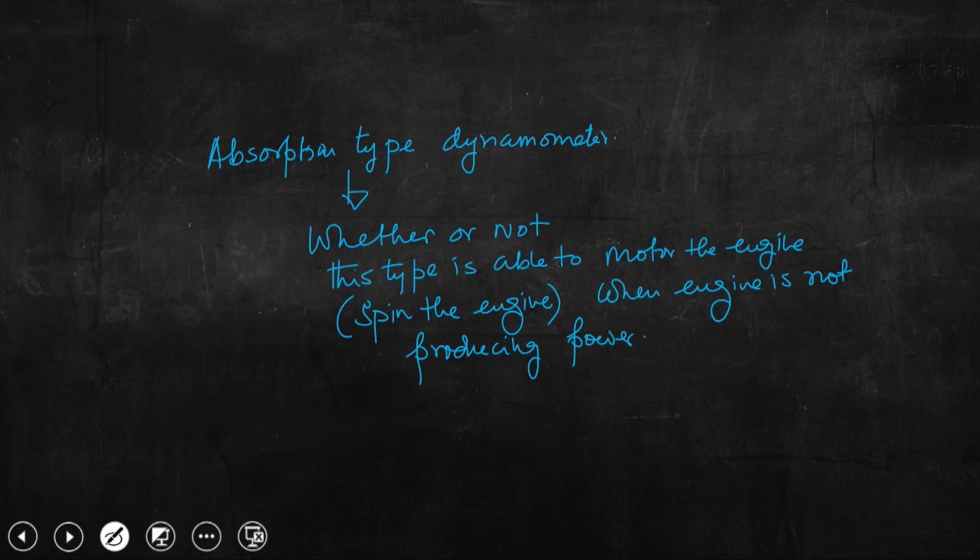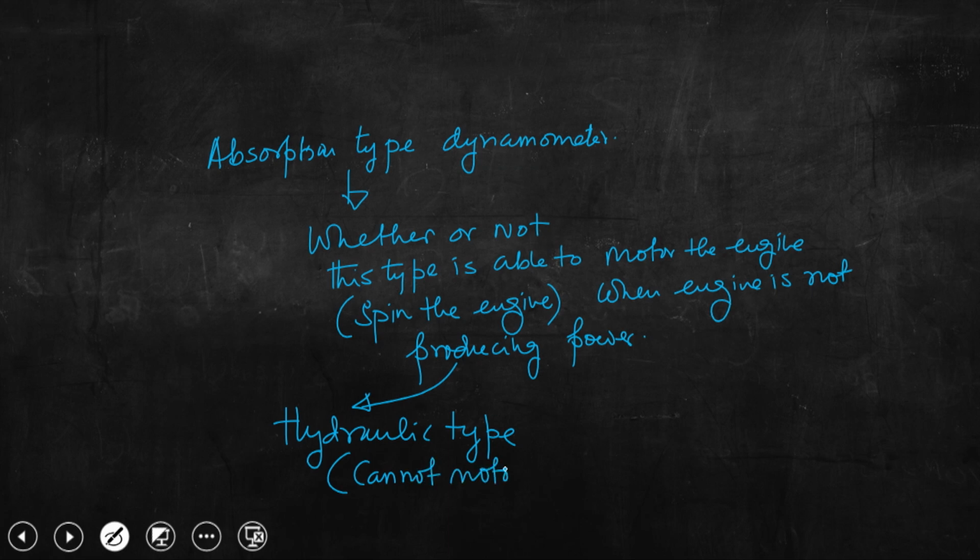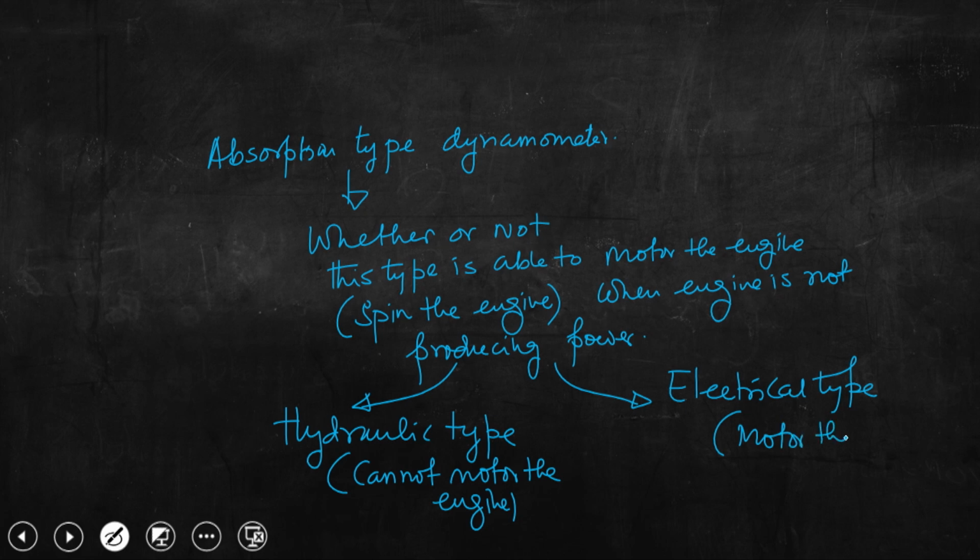So, based on this, the hydraulic type cannot motor the engine, while the electrical type can motor the engine.